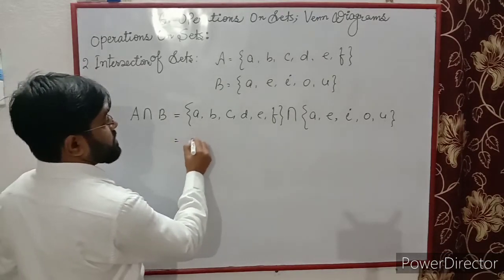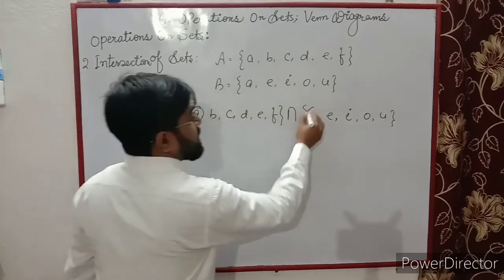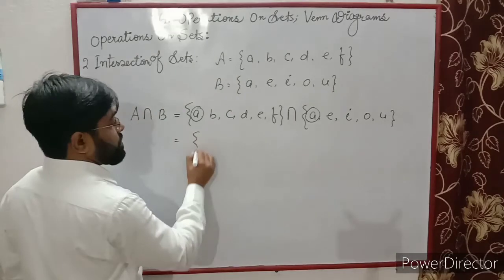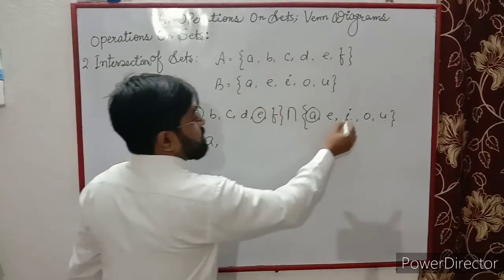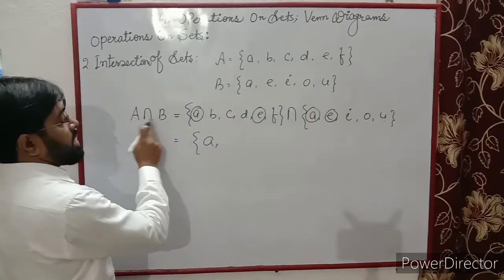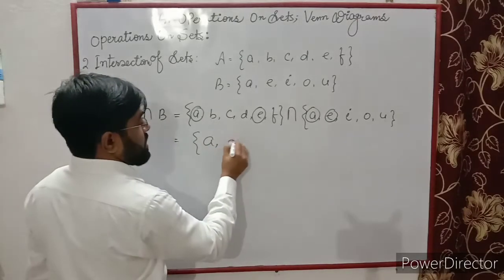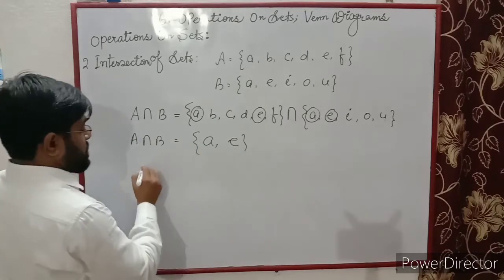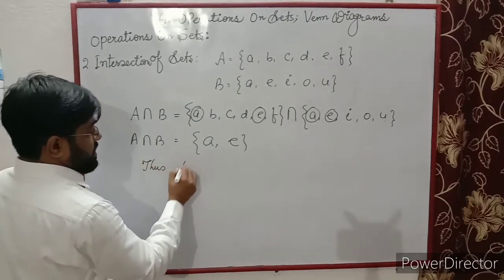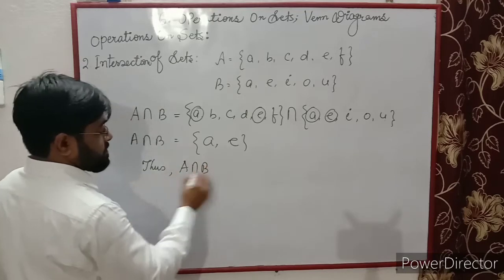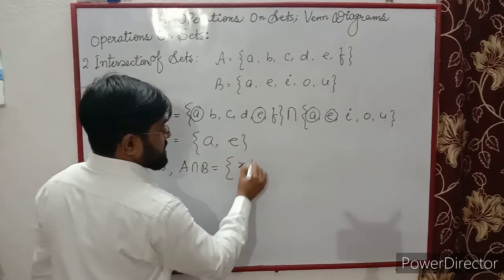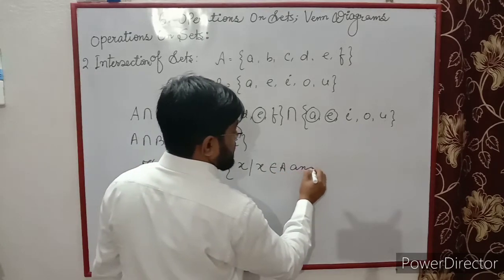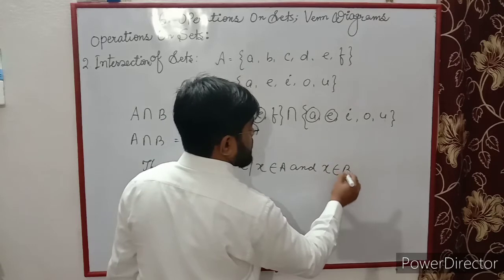So first of all, a belongs to set A and set B, so write a. e belongs to set A and set B. So a, e. So A intersection B is equal to a, e. Thus A intersection B is equal to x such that x belongs to set A and x belongs to set B.